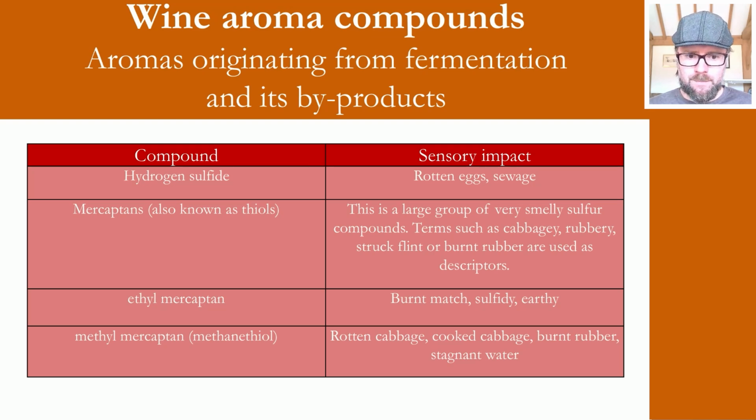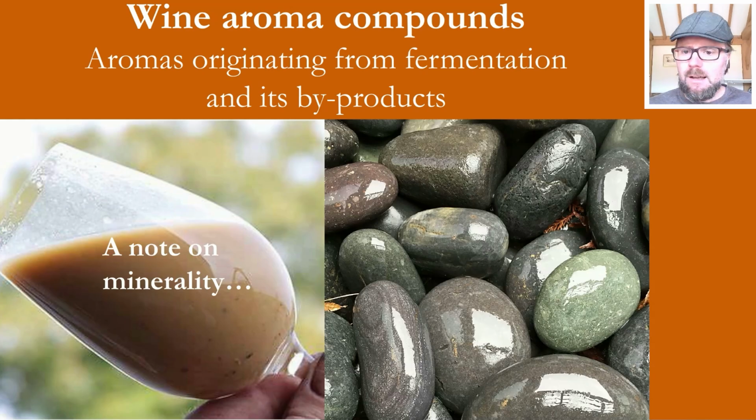Ethyl mercaptan, that can be more burnt match, sulfur and earthy. And methyl mercaptan, this could be rotten cabbage, cooked cabbage, burnt rubber, stagnant water. So many of these are non-positive and generally stem from a negative yeast fermentation where it's gone through too much stress. But there needs to be something mentioned here at this time about minerality.